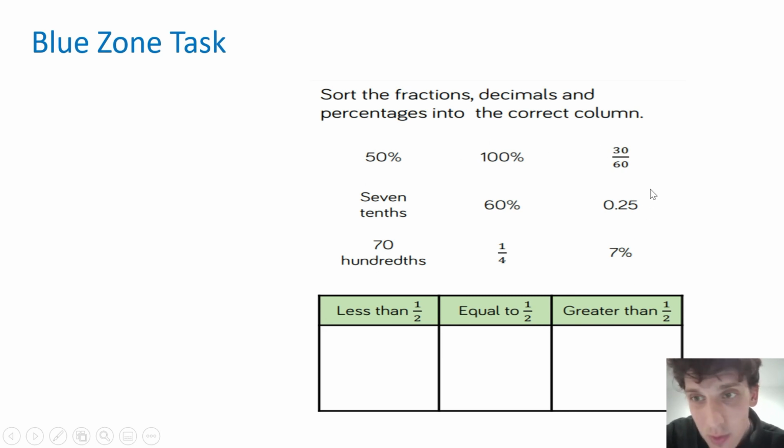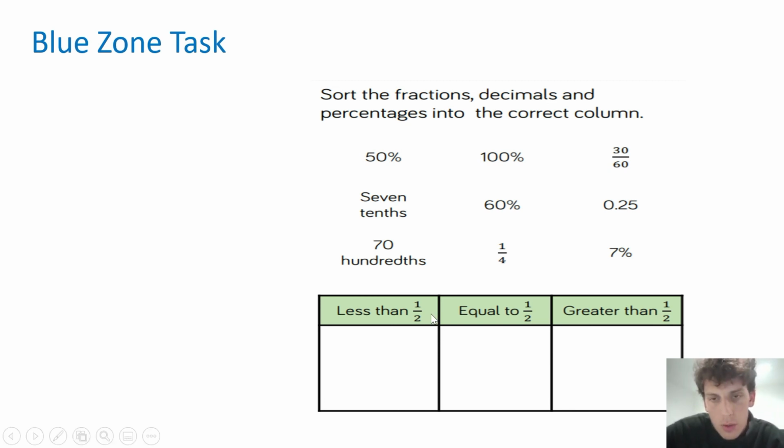You need to work out whether these are less than a half, equal to a half, or greater than a half. So is 50% less, equal, or greater? Is 7/10 less, equal, and so on. You can do that for all of them. Now I'm going to give you a slight bit of help, because I think it's important.